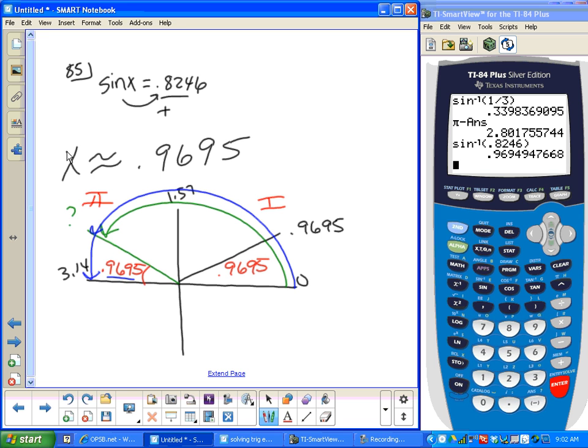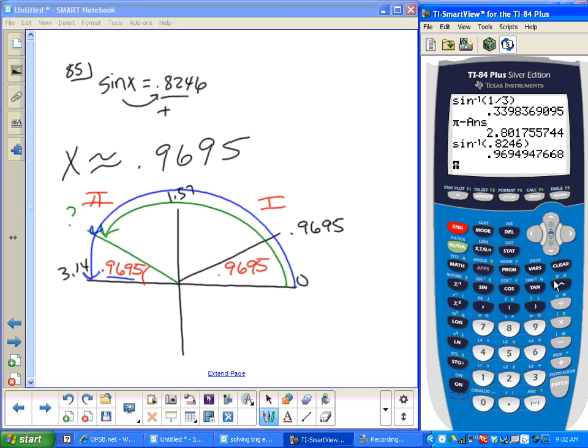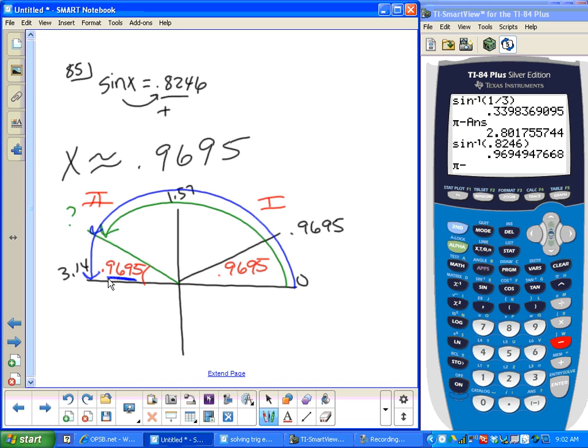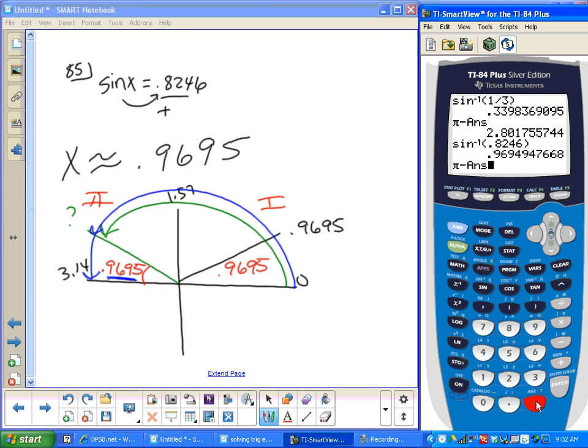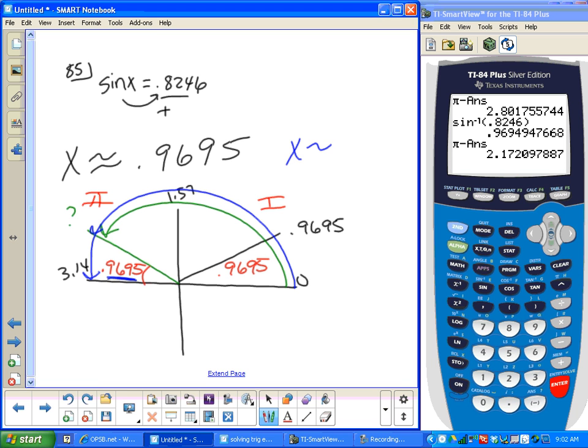All right, so let's do pi. I'm not really going to punch 3.14 because that's not accurate. The pi button, your calculator will take that out to 100 decimal places in memory. So minus, and answer, not that, but answer. All right, so our other answer is 2.1712.